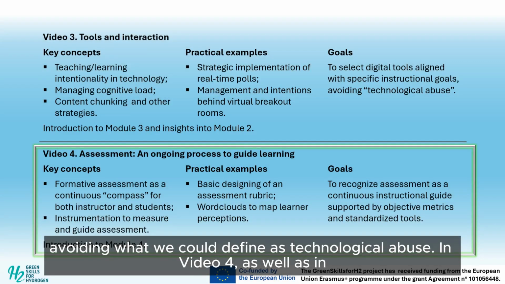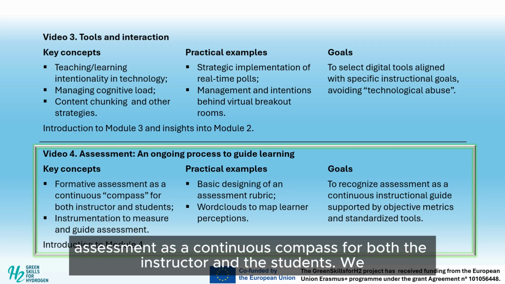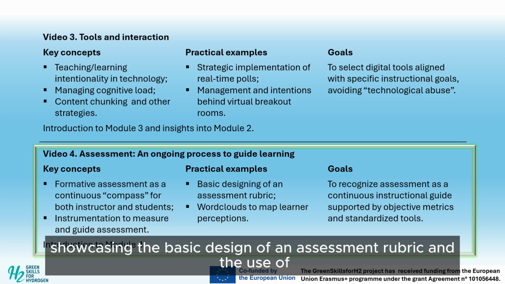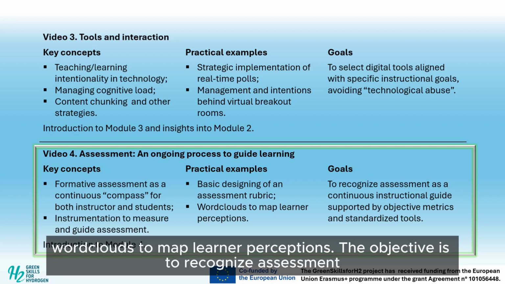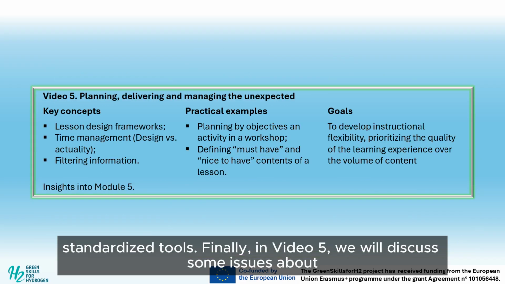In Video 4, as well as in Toolkit's Module 4, we focus entirely on assessment, reframing formative assessment as a continuous compass for both the instructor and the students. We provide the necessary instrumentation to measure and guide this process, showcasing the basic design of an assessment rubric and the use of word clouds to map learner perceptions. The objective is to recognize assessment as an ongoing instructional guide, supported by objective metrics and standardized tools.